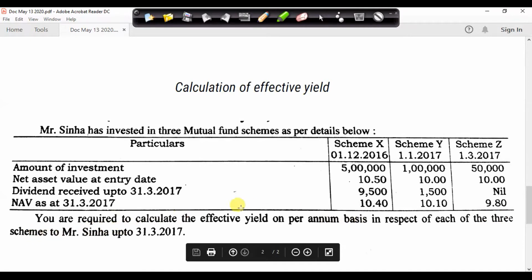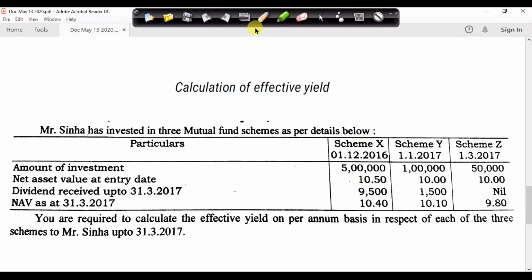Now what is yield? Yield is nothing but the return which the investor is going to earn, and this we have to calculate per annum basis. So right now I will be doing scheme X, and then it will be similar, scheme Y and Z would be similar, which you can try out. So I will be solving the scheme X for you all. So let's start.